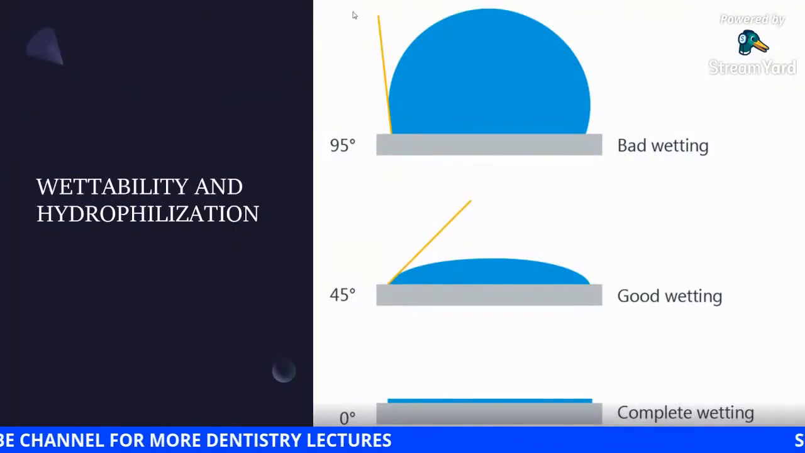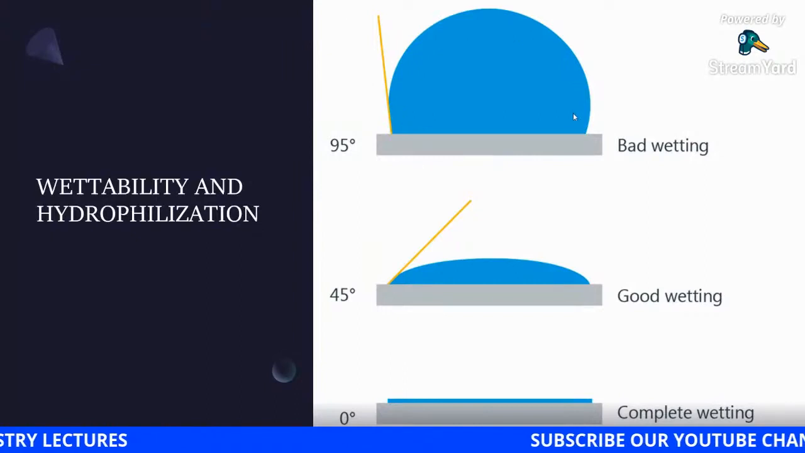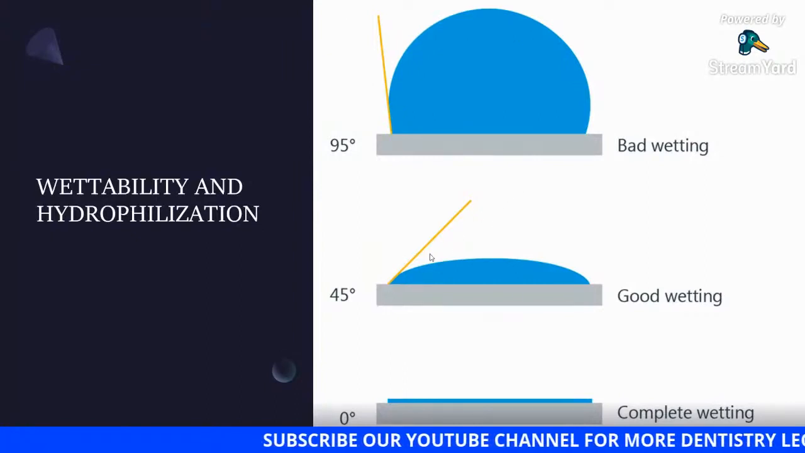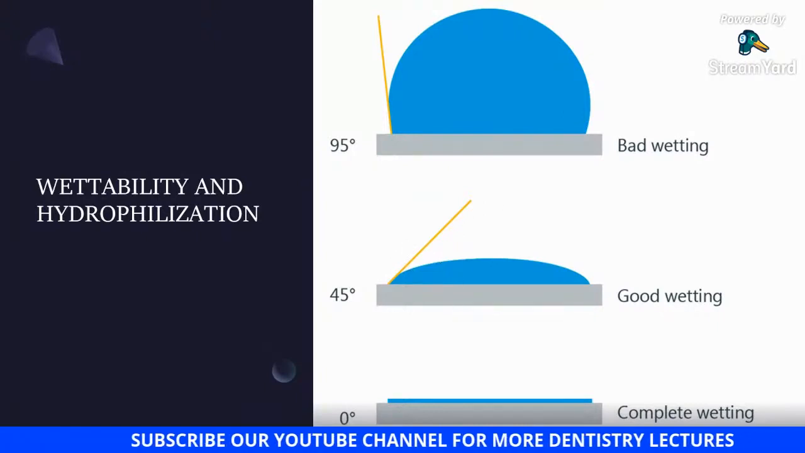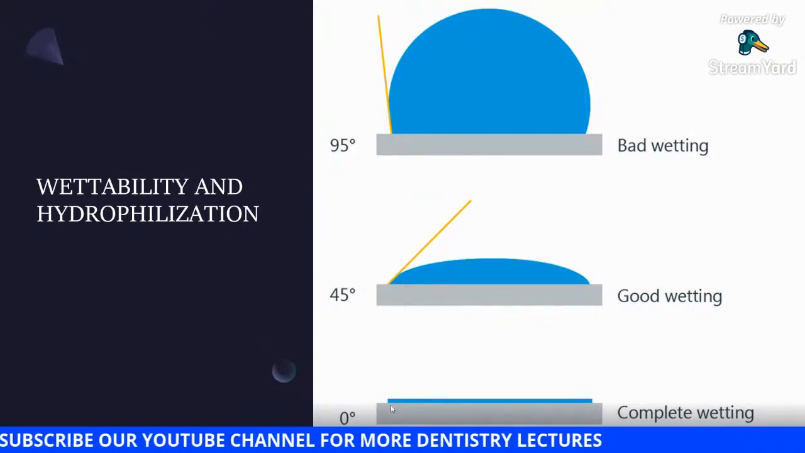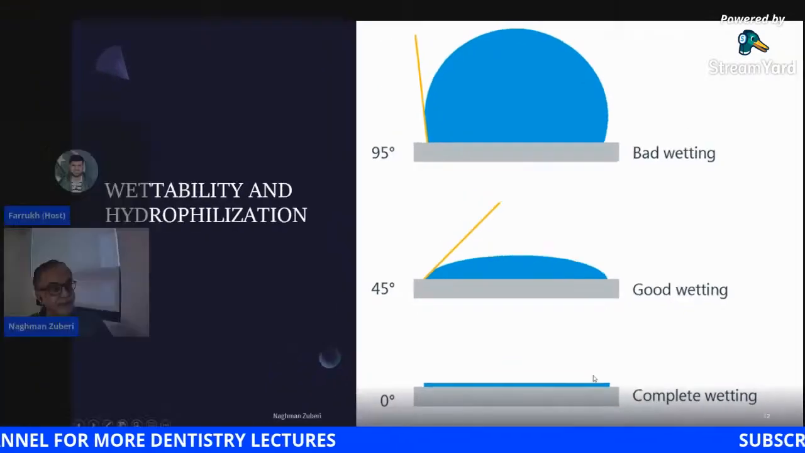So, if the contact angle is very wide, it will be bad wetting. And if it is an acute angle, the wetting will be good. If it is 0 degrees, there will be complete wetting of the surface.